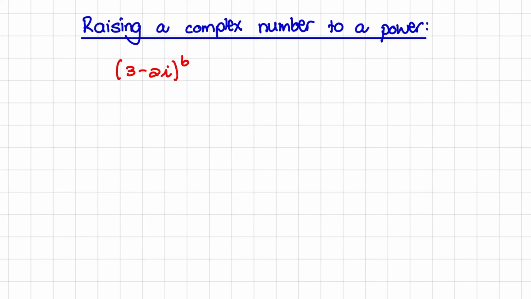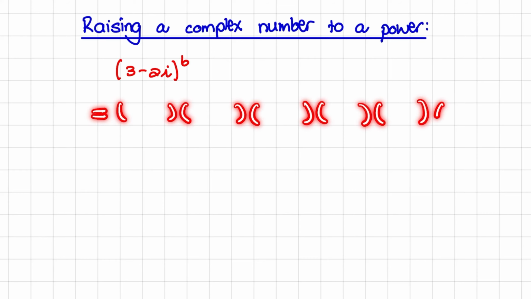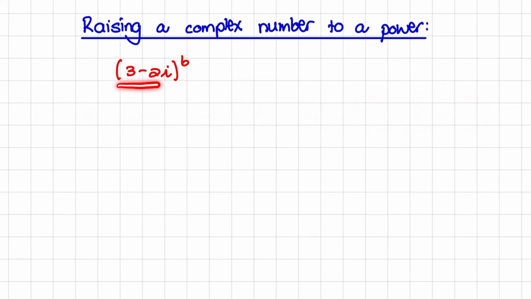In this video, we'll learn how to raise a complex number to a power. So let us consider 3 minus 2i, and we want to raise it to the power of 6. Now, one way of doing this is multiplying 3 minus 2i with itself 5 times, or create 6 brackets in order to find this expression. But this is a tedious process and you can easily make a mistake.